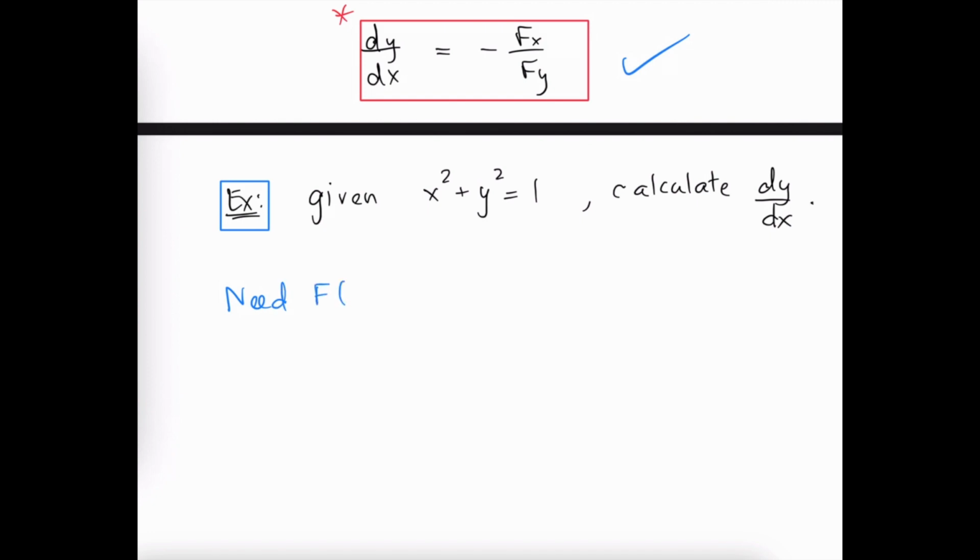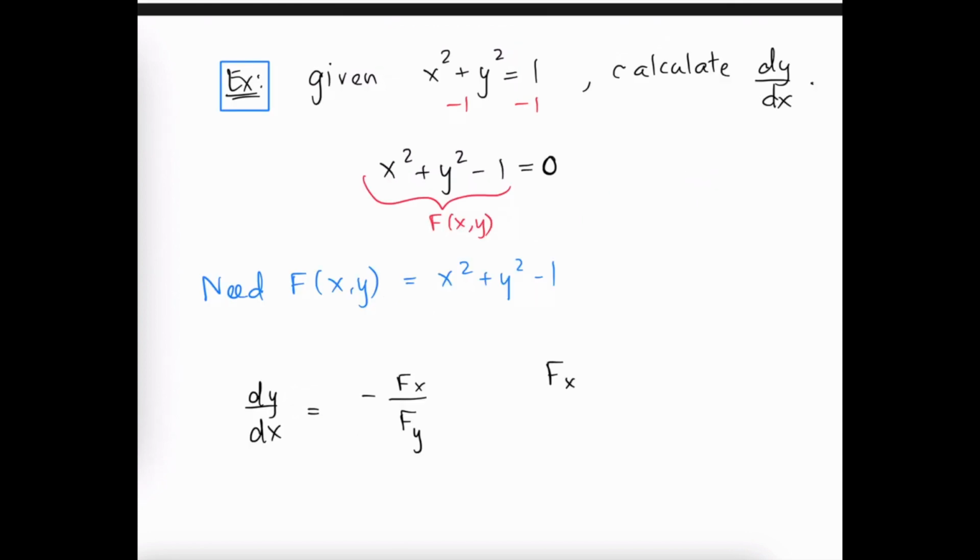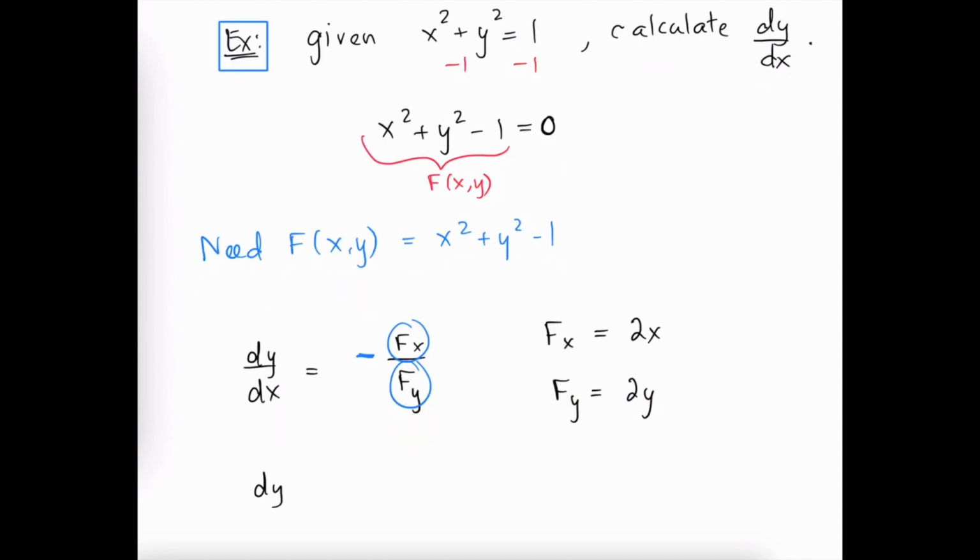Well, we do need to determine this cap F function, and that's going to be determined by essentially getting all the terms on one side. We just subtract 1 from both sides, set it equal to 0, and when all of the terms are on one side, this is going to be our cap F function. So now we use our formula, and we calculate first partial of F with respect to x, which is 2x, first partial of F with respect to y, which is 2y, and then we take these in ratio to get dy/dx. So we have dy/dx is equal to negative, first partial with respect to x is in the top, first partial with respect to y is in the bottom, and we end up with negative x over y, which is the same thing that we had a minute ago.